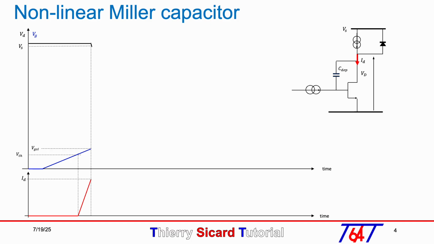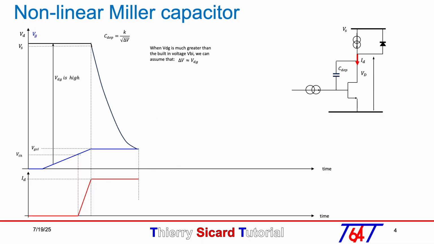After this specific point, which marks the beginning of the Miller plateau, the drain voltage begins to decrease. The capacitor C-dep is inversely proportional to the square root of delta V. However, since VGD is much higher than the built-in voltage VBI, we can assume that delta V is almost equal to VDG. So we can therefore replace delta V with VDG in the equation.